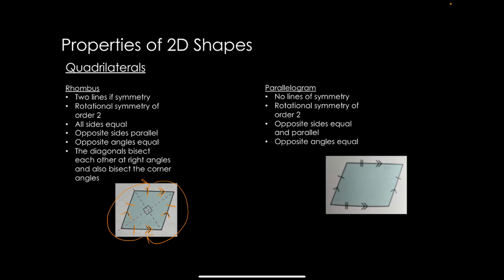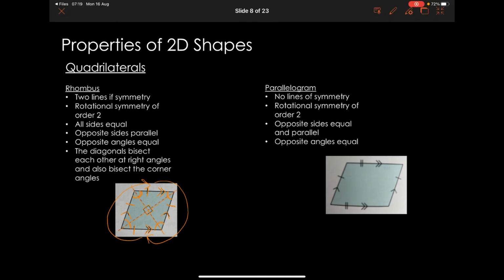Opposite angles are equal, meaning that angle is equal to that angle, and that angle is equal to that angle. The diagonals bisect at right angles to each other, meaning that they would create a right angle just there, and there, and there, and there.